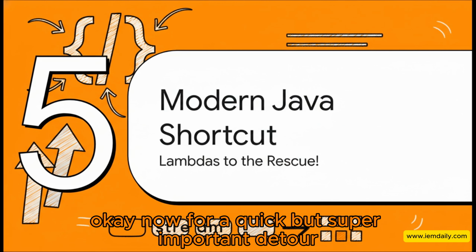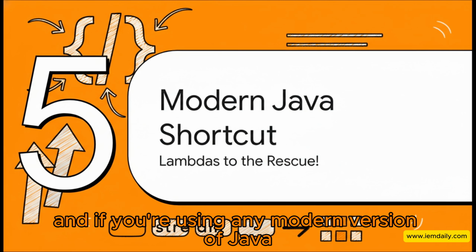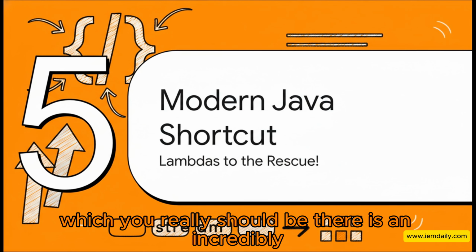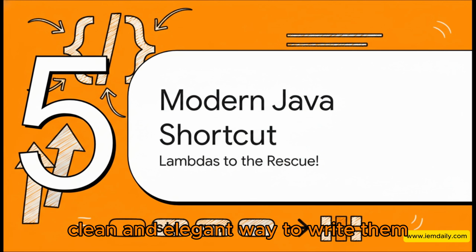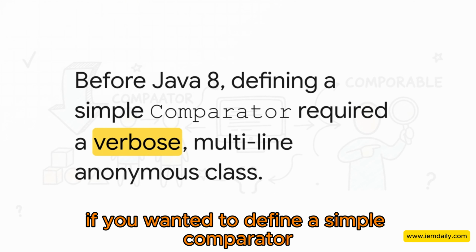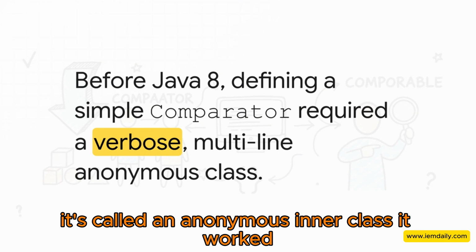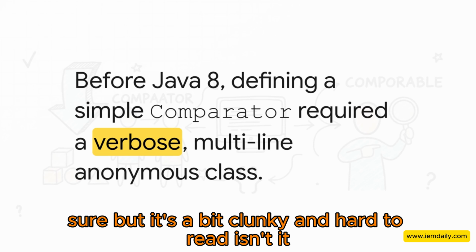Okay, now for a quick but super important detour. We've been talking about Comparator, and if you're using any modern version of Java, which you really should be, there is an incredibly clean and elegant way to write them. See, back in the day, before Java 8, if you wanted to define a simple comparator, you had to write all this boilerplate code. It's called an anonymous inner class. It worked, sure, but it's a bit clunky and hard to read, isn't it?